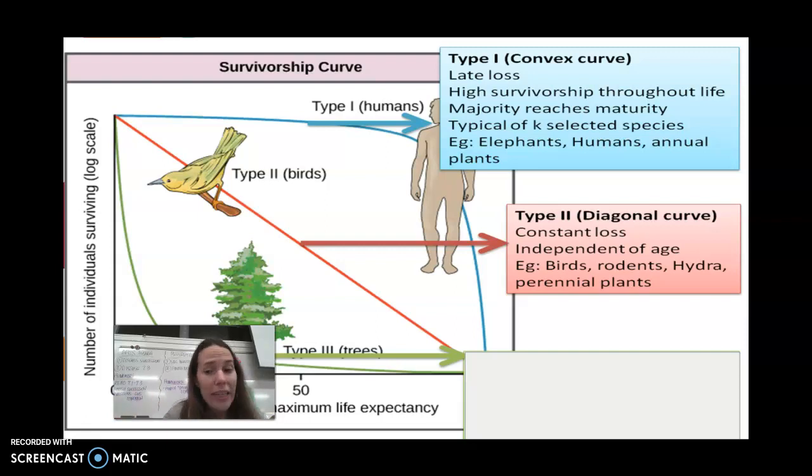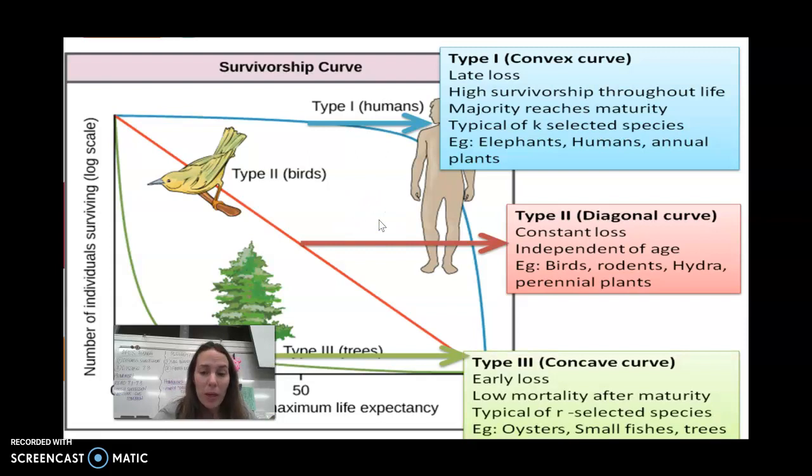This is really common in birds. Birds are like the biggest example. But other rodents, like for example, you have a picture of a squirrel on your note sheet, right? They also would fall there. Hydras are types of aquatic organisms. Don't worry about that. But perennial plants would also fall here. So some plants as well fall here. So pause, make sure you understand and have it written down for type 2.